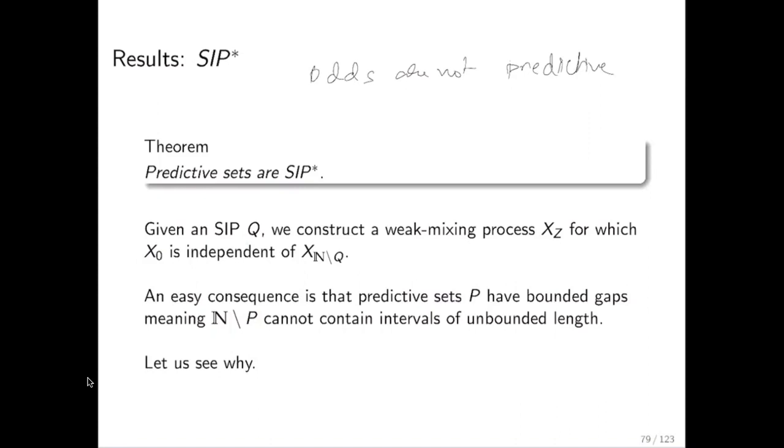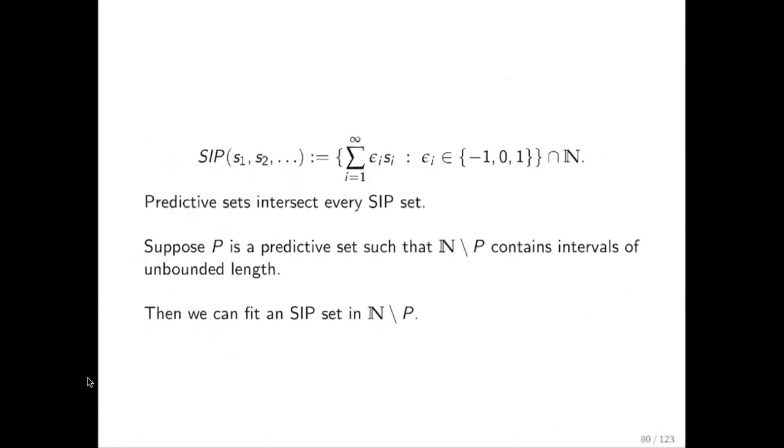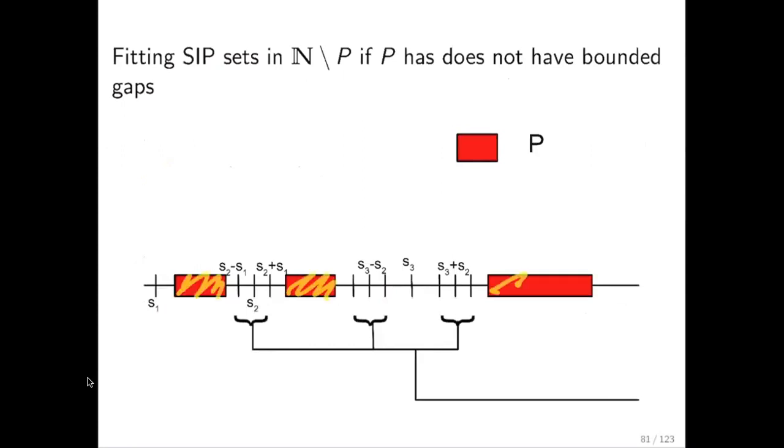Why is that? So far, just keep this in mind that predictive sets are SIP star. So suppose P was my predictive set. I know that predictive sets are SIP star. Now, since there are unbounded intervals in the complement, I can construct an SIP set inside it. So in the first interval, I can choose an integer S1. Then I'll look for a very large interval outside that, which is in the complement of P. And there I'll subtract off S2 and add S2. Then I'll take these 4 integers and I'll look for an even bigger interval where I can fit an S3, all the differences and all the sums. And I'll keep on doing this. So if I have unbounded intervals, I can fit an SIP set inside it. So the fact that predictive sets are SIP star proves that predictive sets must have bounded gaps.